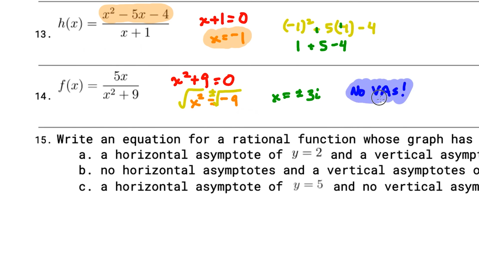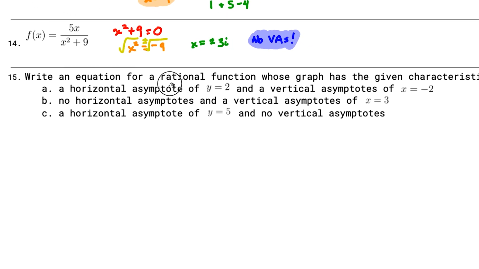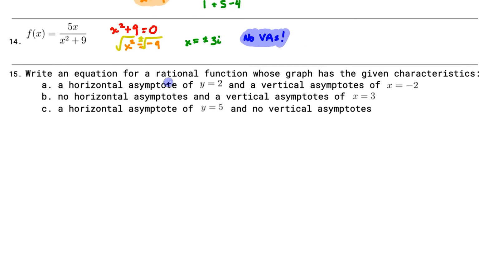So do not have imaginary numbers as your answers. No complex numbers could be a solution for this because vertical asymptotes, again, are based on the xy coordinate plane. So you cannot have any complex numbers.